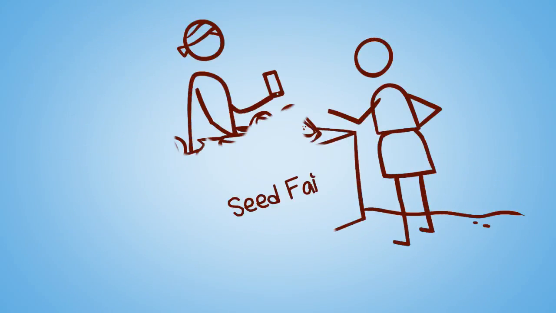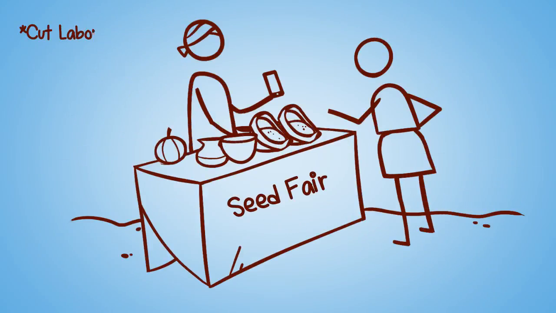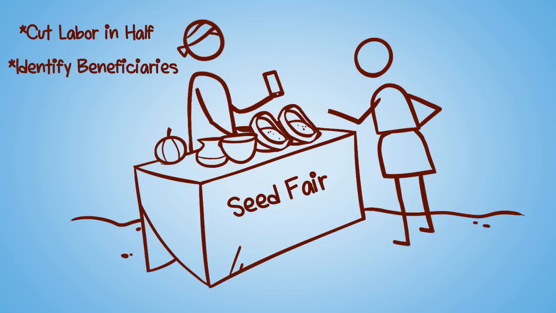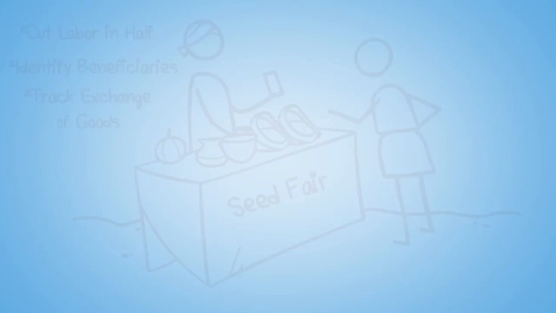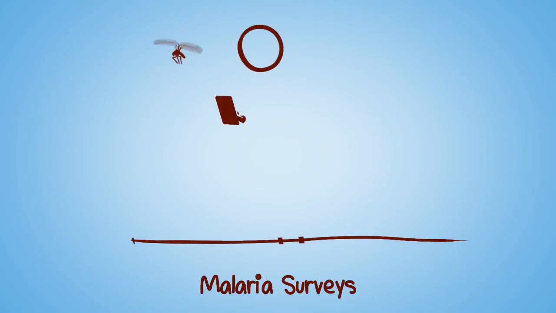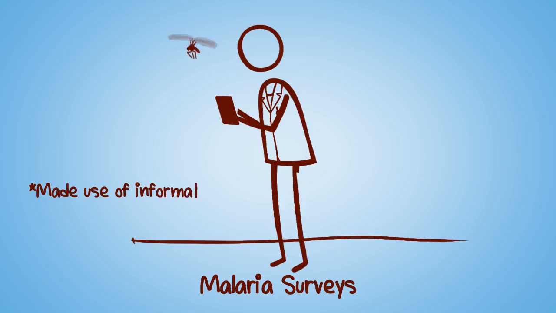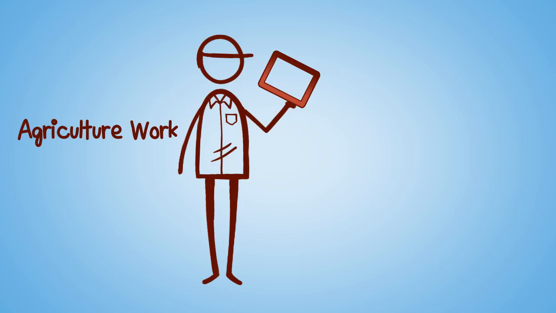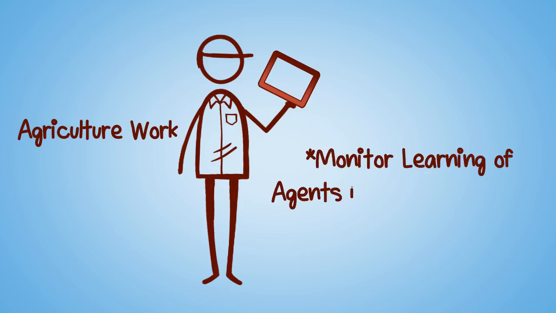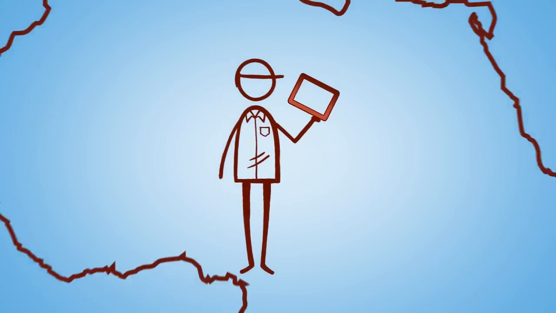In conducting seed fairs, for example, we've been able to cut the labor we needed in half using iPod Touch devices and barcode technology to identify the beneficiary and seed vendors and track the exchange of goods. In conducting household malaria surveys, we were able to analyze and make use of information hours following the close of the survey as opposed to months, without substantial increases in cost. In our agriculture work, we are able to monitor the learning of field agents distributed across 6 countries in near real time and use that data to make adjustments in course material.